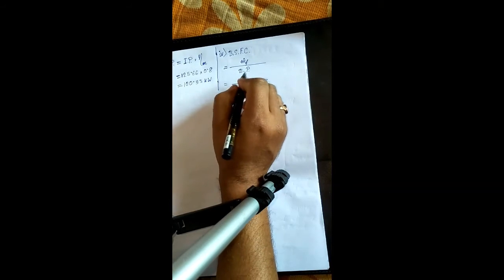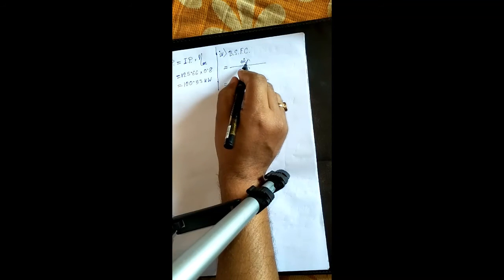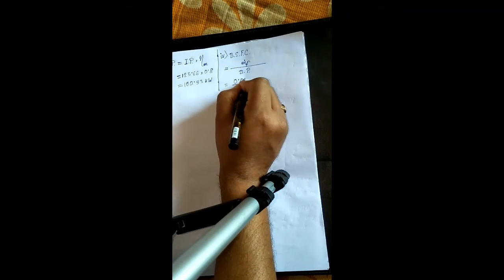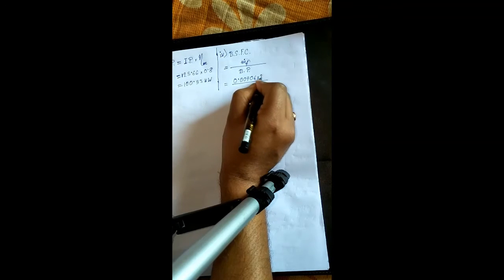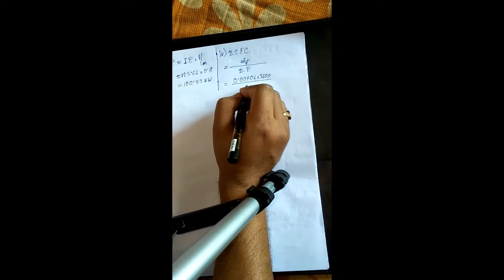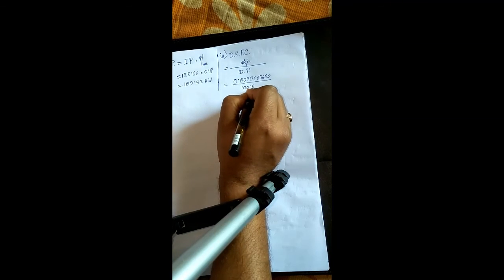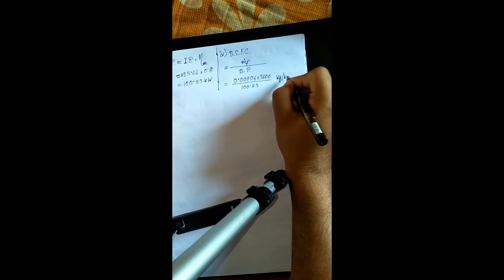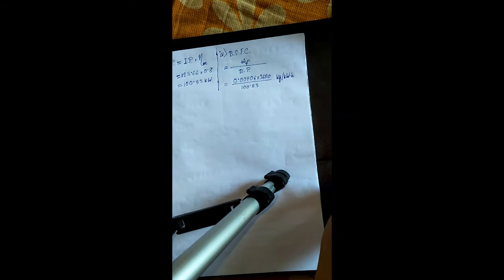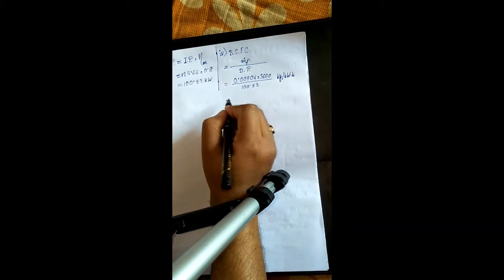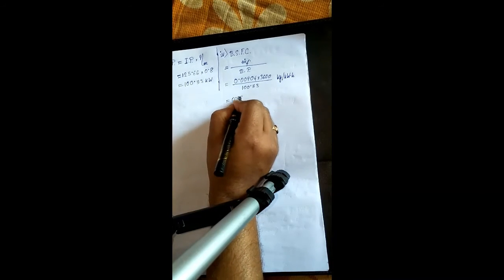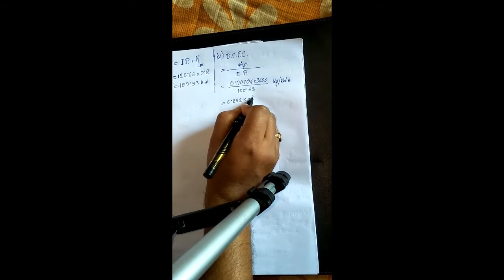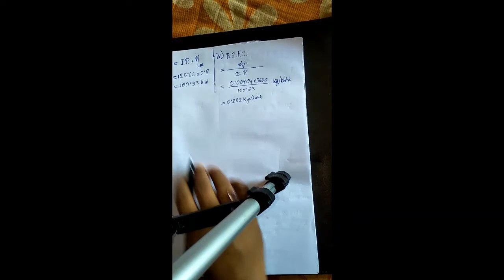To convert this mass flow rate of fuel into kg per hour, we have to multiply 0.00701 into 3600, divided by the brake power, 100.53. The unit is kg per kilowatt hour. So the value becomes 0.252 kg per kilowatt hour.